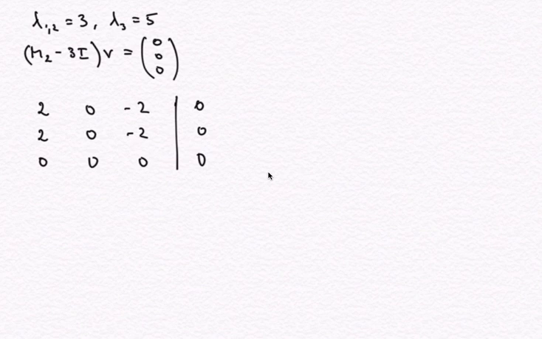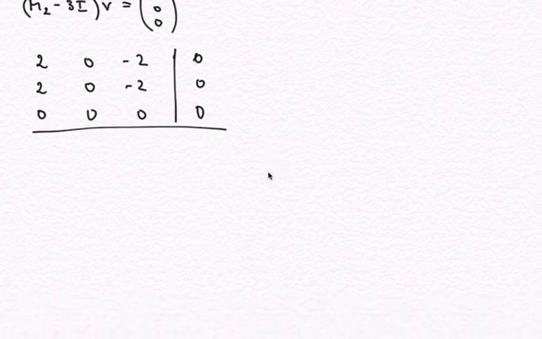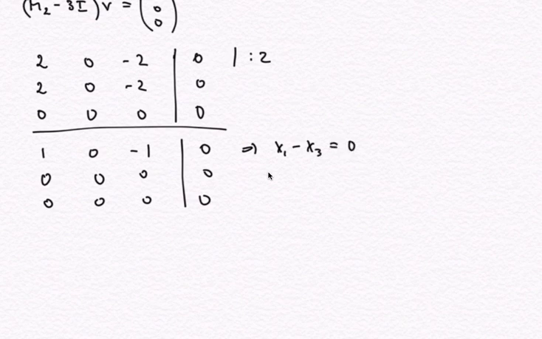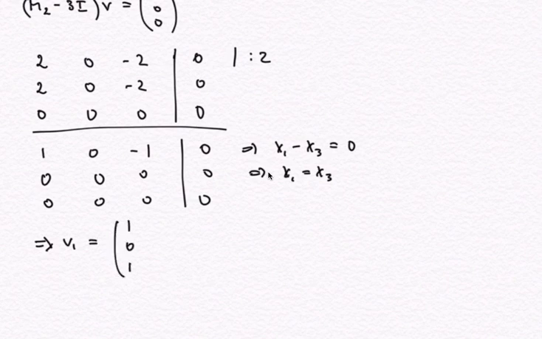Obviously, the first two rows here contain the same information. So I can just divide by 2 and then subtract 1 from the other. And I get 1, 0, minus 1, and rows of all zeros. What does this say? This says that x1 minus x3 is equal to 0, or that x1 is equal to x3. So my first eigenvector is going to be 1, 0, and 1, because x1 and x3 must be the same.